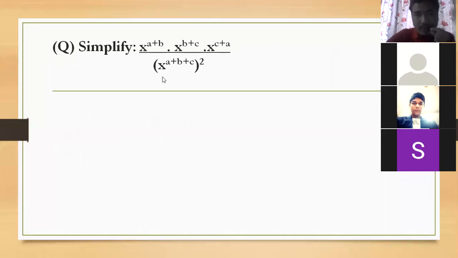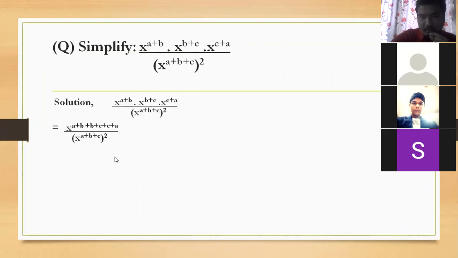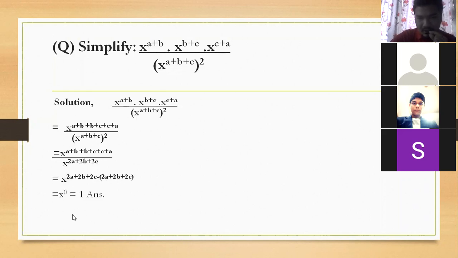What will you do in this question? We have to take numerator 1 first and denominator 1. All the powers will be added in the numerator, and open the bracket in the denominator. When you open the bracket, this power and this whole power will be multiplied, and x to the power will be 2a plus 2b plus 2c. And when it goes up, it will be minus. And we know that 2a plus 2b plus 2c minus 2a plus 2b plus 2c means it's 0. X to the power 0 means 1.